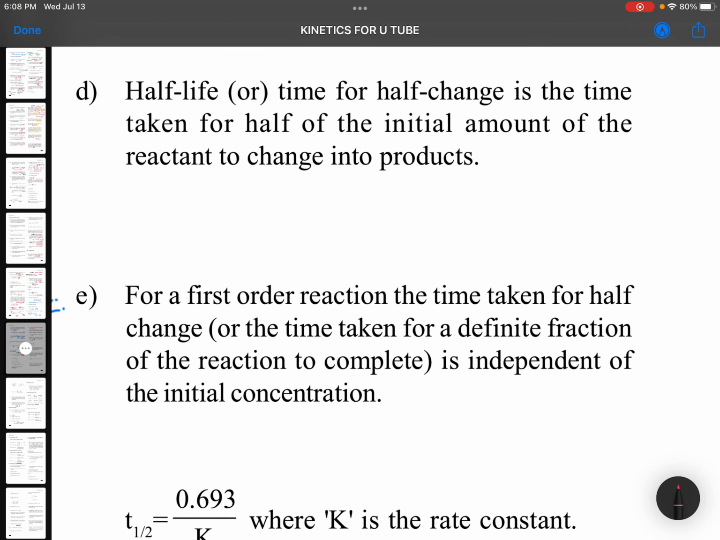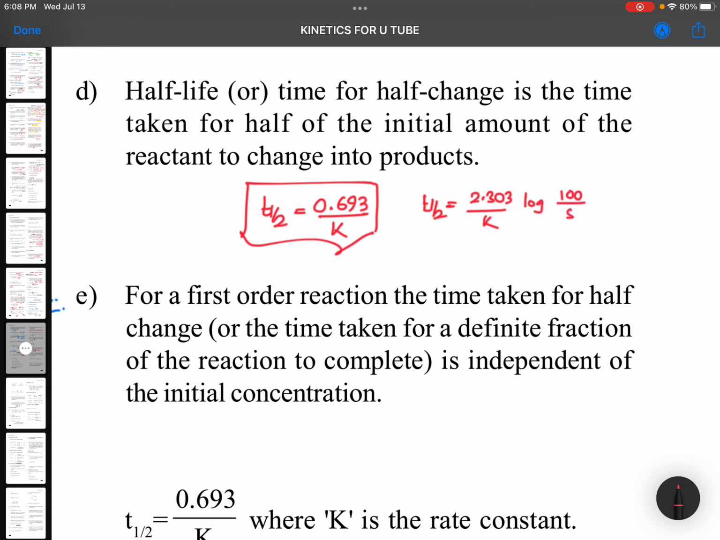So half-life is t half, t 1 by 2. t half is equal to 0.693 by K. 50% reaction can be done, and this is one very important formula that you need to remember. How is it derived? t half is equal to 2.303 by K log of initial 100, completed 50, log 2. Log 2 is 0.3010, so 2.303 times 0.3010 by K. This is nothing but 0.693 by K.